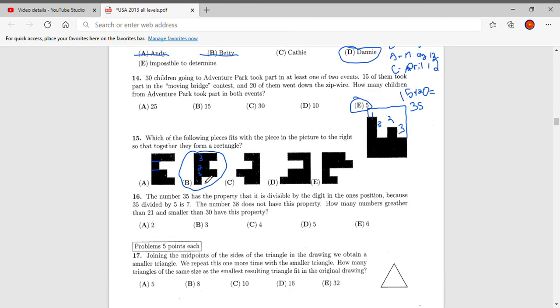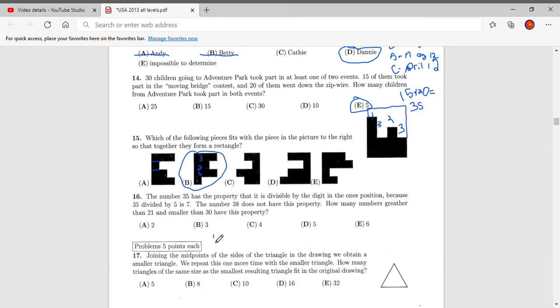Number 16. The number 35 has the property that it is divisible by the digit in the ones position, because 35 divided by 5 is 7. The number 38 does not have this property. How many numbers greater than 21 and smaller than 30 have this property? Let's list the numbers that are greater than 21 and smaller than 30.